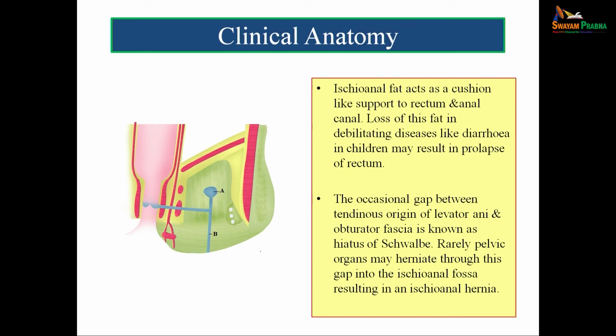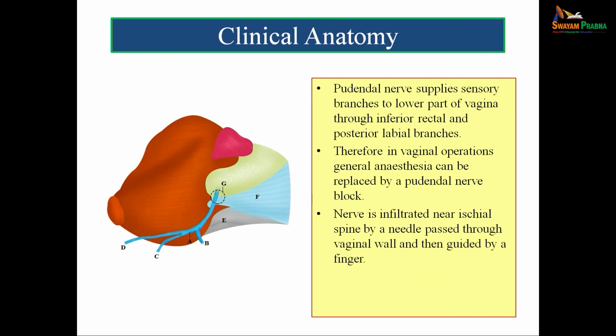So what is the importance of hiatus of Schwalbe? Pelvic organs may herniate through this gap into the ischioanal fossa, resulting in an ischioanal hernia. So pelvic organs may herniate into the ischioanal fossa, what is referred to as ischioanal hernia.